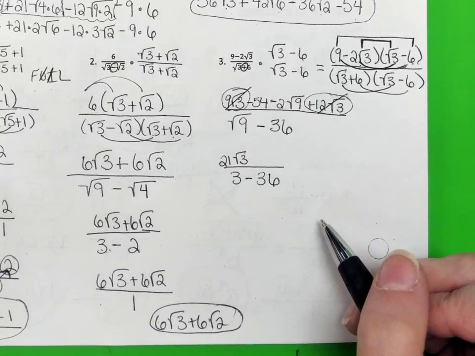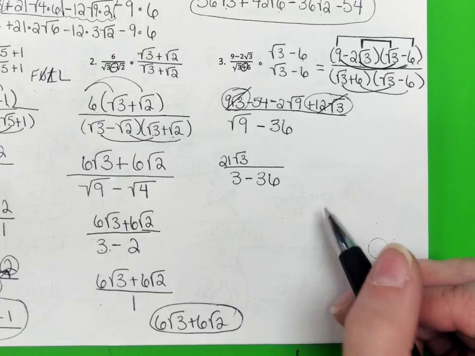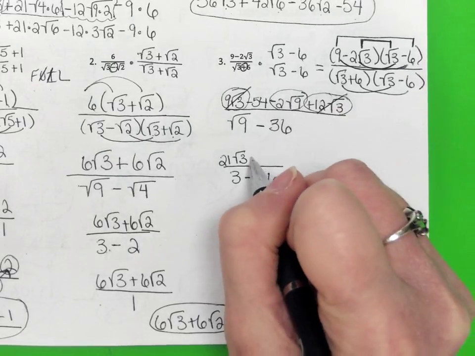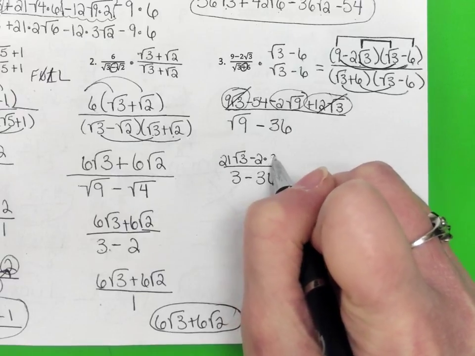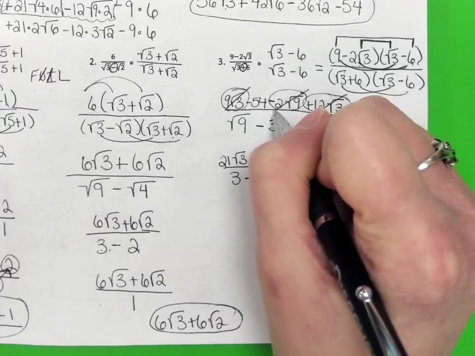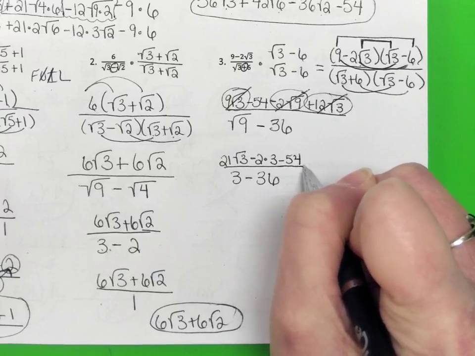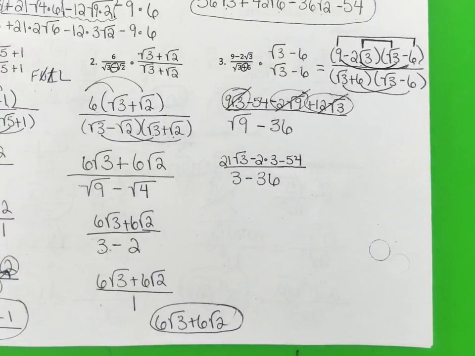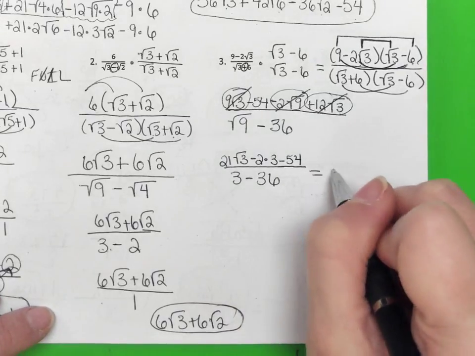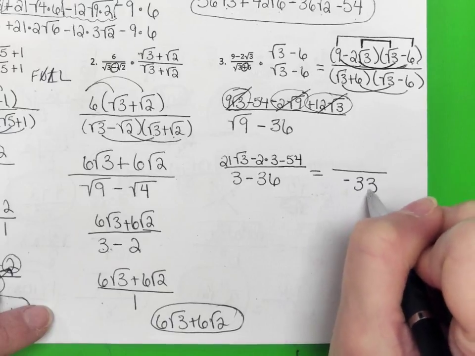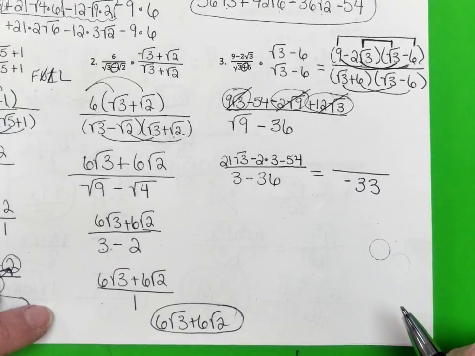Alright, see anything else? What's the square root of 9? So that becomes minus 2 times the 3. And then I'm just going to bring down that minus 54. Alright, y'all see anything else we can do? 3 and 36. Subtract them and you get? Negative 33. Very good.